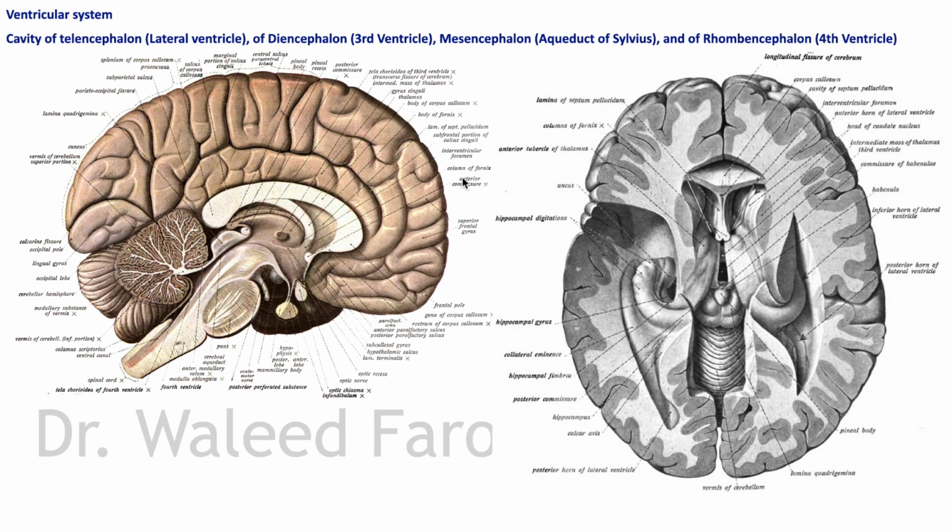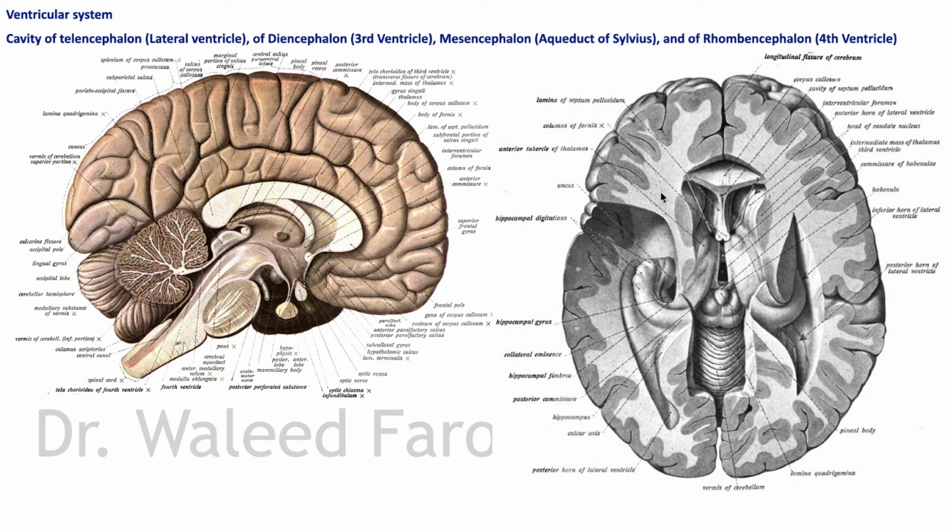Okay, what else? At last we have to talk a little about the ventricular system. We mentioned that there are two lateral ventricles. Each ventricle has an anterior horn, body, posterior horn, and inferior horn in the temporal lobe. Of course, the posterior horn is in the occipital lobe.